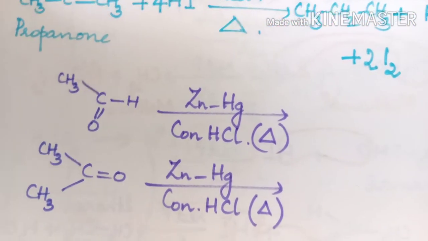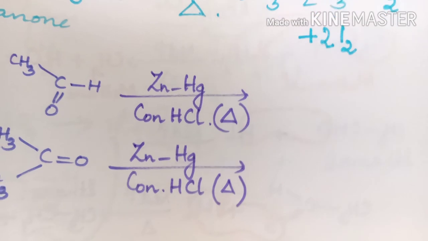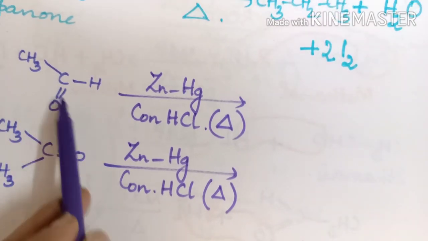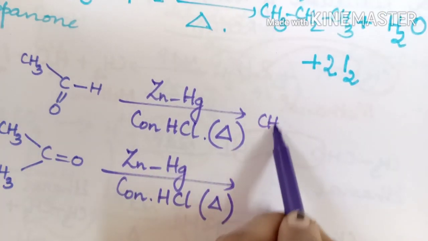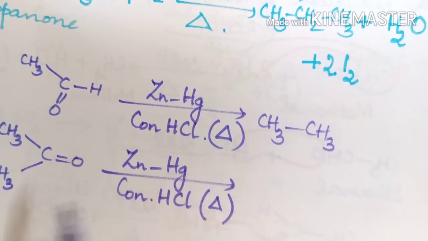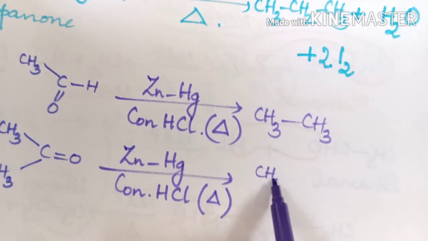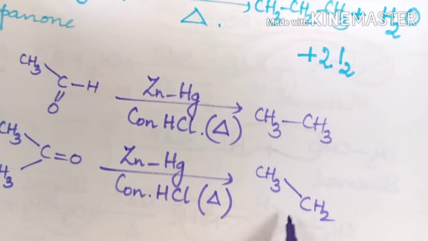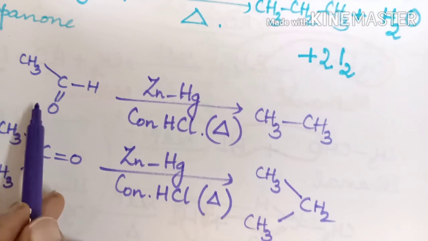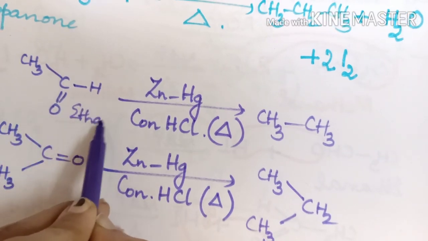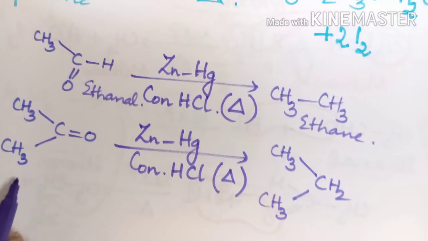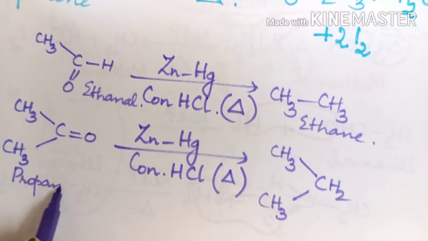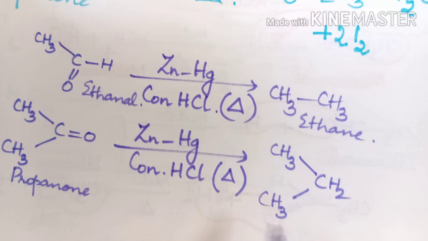You find that the double bond O breaks. The carbonyl compound is reduced here. It is supplying nascent hydrogen and it results in CH3CH3. Whereas in the second case, you get CH3 single bond CH2 single bond CH3. So this ethanal results in ethane, and propanone on Clemmensen's reduction results in propane.